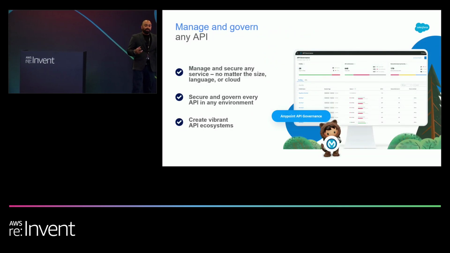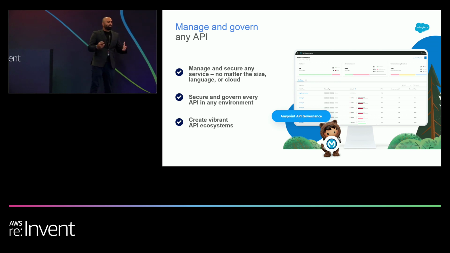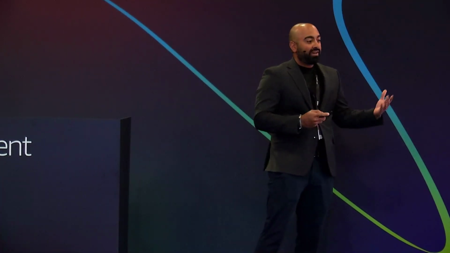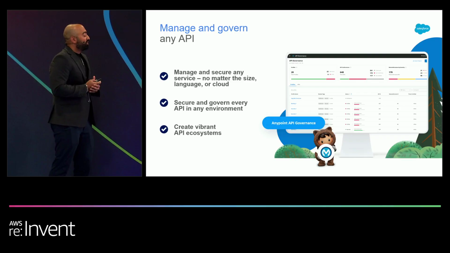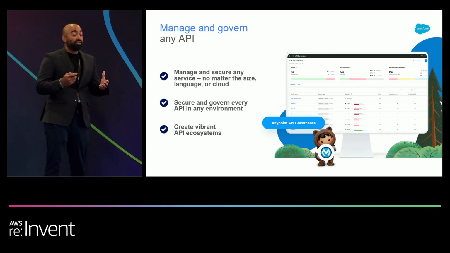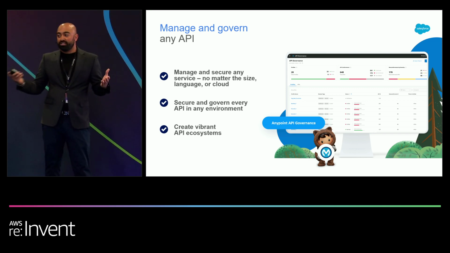So with MuleSoft, we do have industry-leading management and governance capabilities. And historically, the one caveat to this was that this was more focused on the Mule APIs. But in this past year, we've opened that up with something we call universal API management, which allows you to manage, govern, and secure any and all of your APIs in your entire organization's ecosystem.